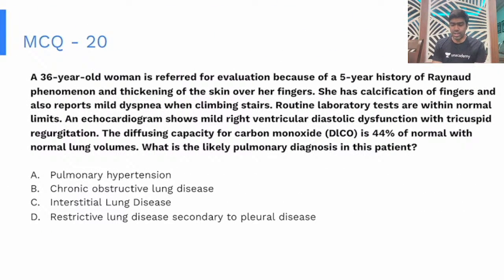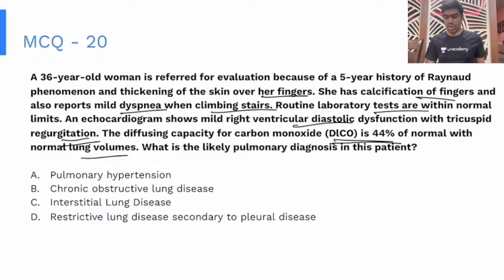Coming to question number 20. A 36-year-old woman is referred for evaluation because of a 5-year history of Raynaud phenomenon and thickening of skin over fingers. She has calcification of fingers and also reports mild dyspnea while climbing stairs. Routine laboratory tests are within normal limits. An echocardiogram showed RV diastolic dysfunction with tricuspid regurgitation. The DLCO is 44% of normal with normal lung volumes. What is the likely pulmonary diagnosis in that patient?